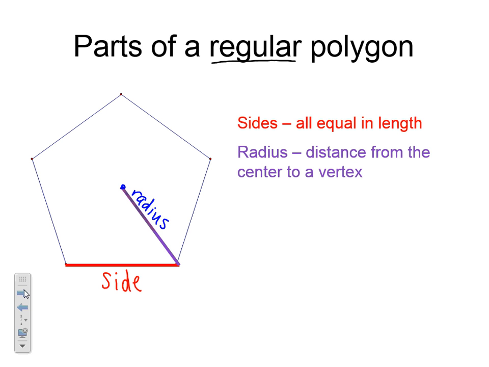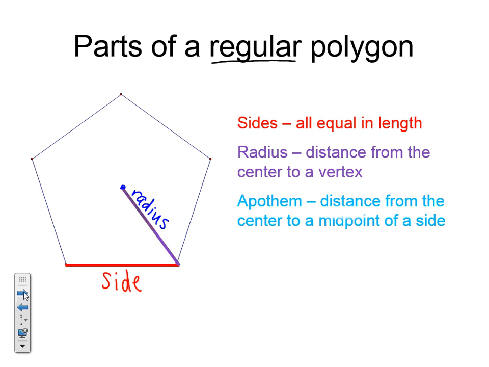And also we could draw in this shape something called the apothem. It is the distance from the center to a midpoint of a side. So if you were to drop a line straight down from that center to the side there, that is called the apothem, depending on how you want to pronounce it here. I've heard it both ways.